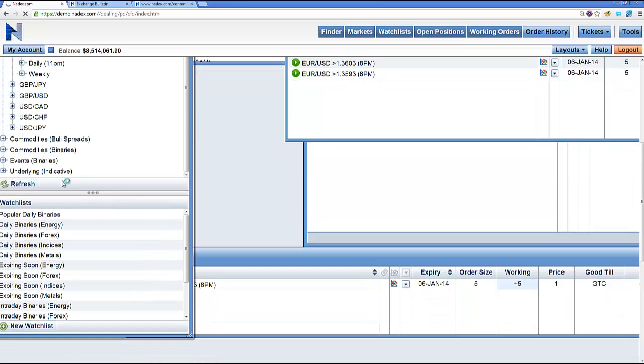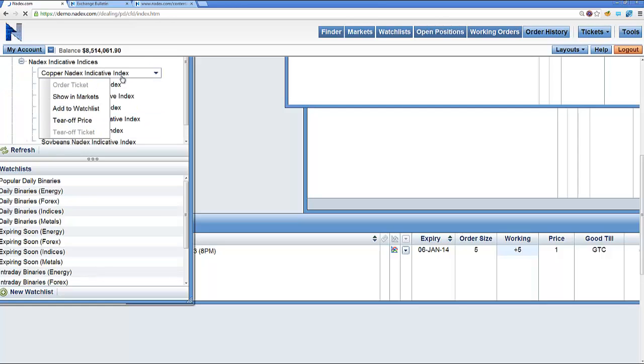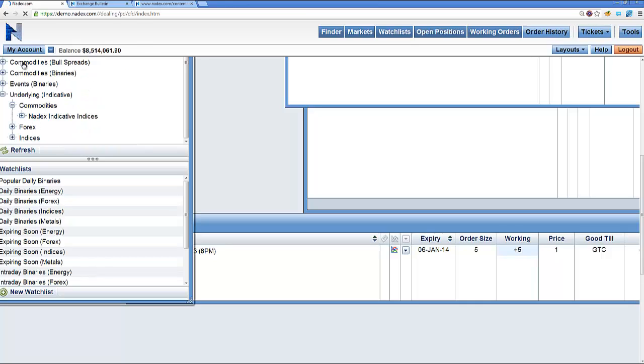So we got that. You can get the Nadex indicatives over here, right here under underlying indicative. And another tip for you, you can add all of them to your watch list. Okay. So I literally add, this is my main watch list, I add all of the indicatives to my watch list. And the cool feature is if you add it to your watch list, then you can bring up that watch list with all those indicatives in it on your phone, your iPhone, your Android, your Windows phone.